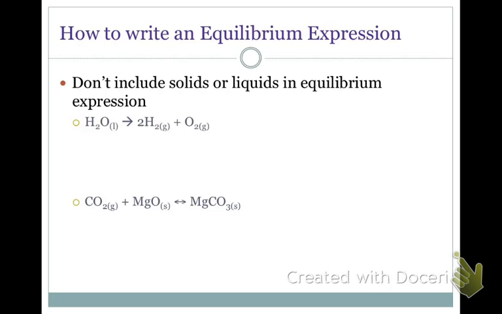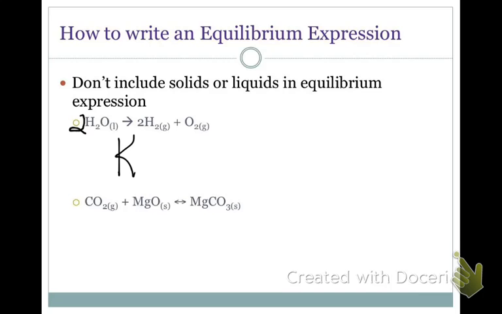Alright, so some basic rules, pretty simple rules. Don't put any solids or liquids in equilibrium expressions. So if you see solids or liquids, you're just going to ignore them. So let's take a look at this first example. We have H2O liquid produces 2H2 gas and O2. The equation's not balanced for us, so let's go ahead and balance it. And by balancing, we'll put a 2 in front of the H2O liquid.